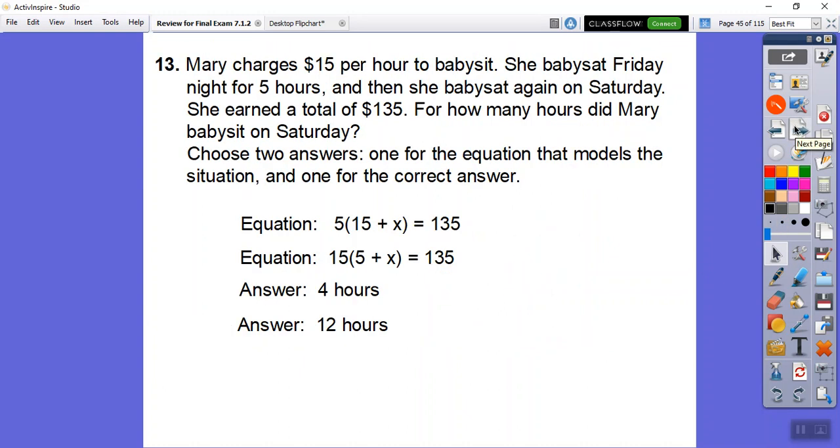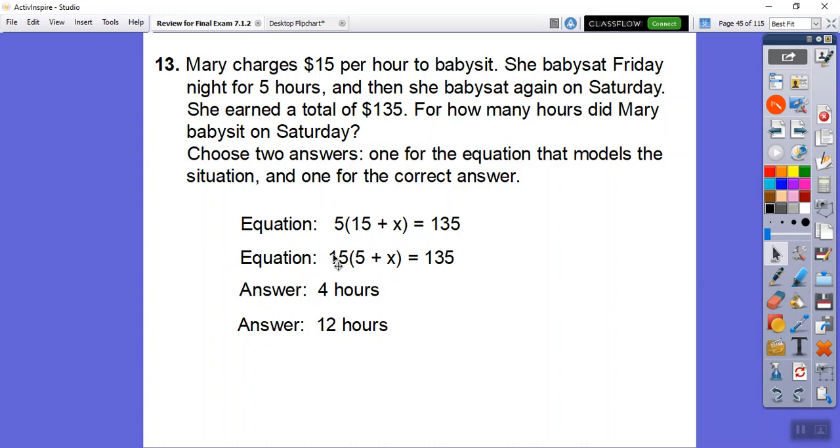Okay. Mary charges $15 per hour to babysit. She babysat on Friday night for 5 hours. And then she babysat again on Saturday. It doesn't say how many hours on Saturday, so we'll just call it x. So she earns a total of $135. For how many hours did Mary babysit on Saturday? It's asking us to choose two answers. One for the equation that models this, so $15 for 5 hours, and then again on x hours, so it's going to be 15 times (5 plus x), and this one equals how much she earned, 135. So I'll circle this one, and then just solve, you guys.